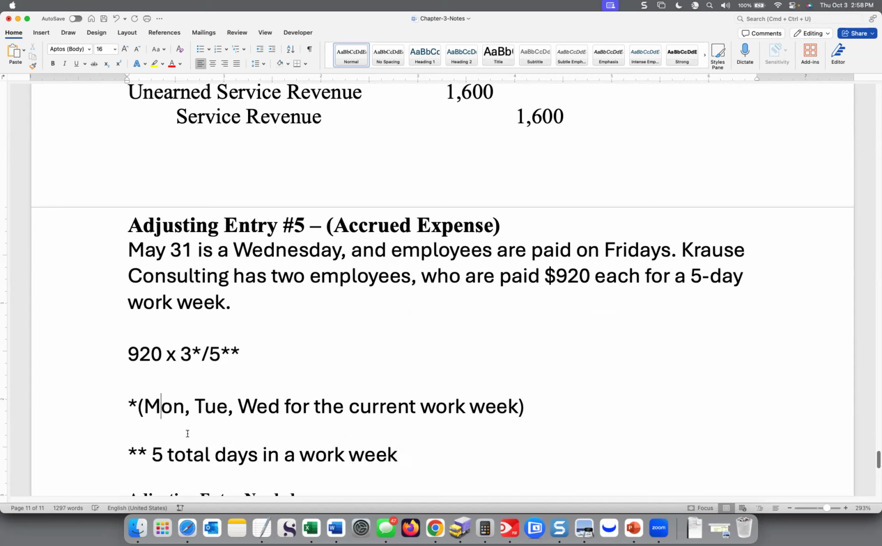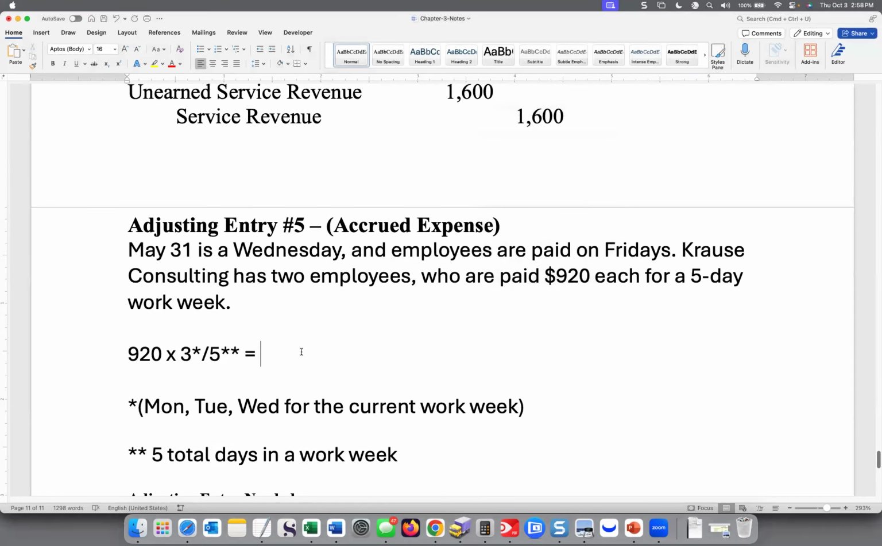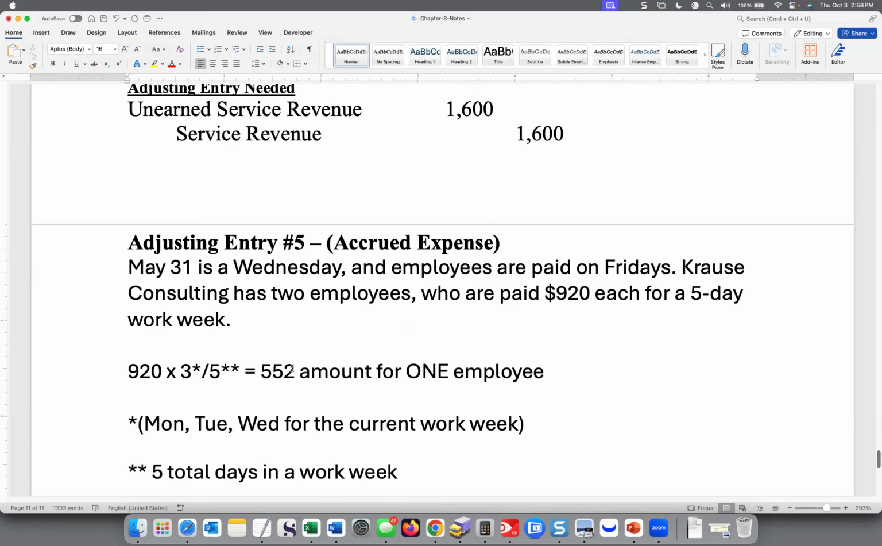Right now, looking at it and going over it like we are, it's clear what it is. But you want to make sure that you label that so you know what that fraction means. All right, so once we do that, we take our calculator, get the 920, multiply it times 3, divide by 5, and we get 552. Now, this is the amount for one employee. Because what may have gotten some of you is that you took that 552 and used that. Anybody do that? Well, you remember we have 2 employees.